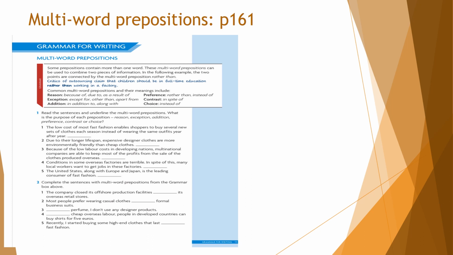Right, now what does rather than mean? If you just see there underneath, we've got six words in bold text. If you see the top one on the right, preference, we have two multi-word prepositions, rather than and instead of. So you use rather than when you're talking about something that you prefer. And in this case, critics of outsourcing claim that children should be in full-time education rather than working in a factory. So critics prefer children to be at school, not working in a factory. That is preference. Rather than.